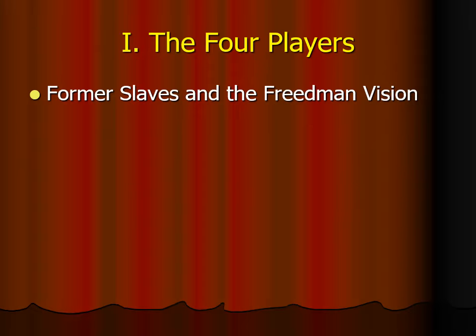Now, of course, that's a misnomer to some extent because half of these people were women, but the former slaves were known as the freedmen collectively, and they had a vision, a hope for emancipation known as the Freedmen Vision. What was the Freedmen Vision? 40 acres and a mule.